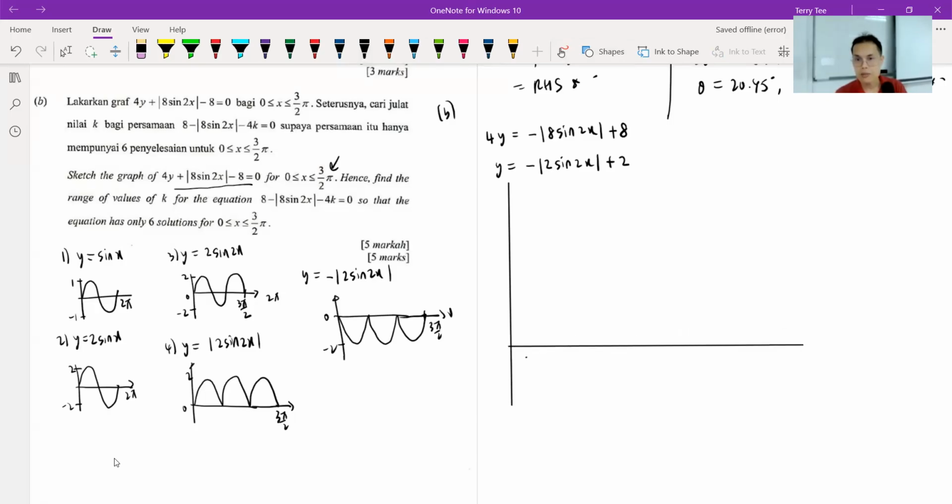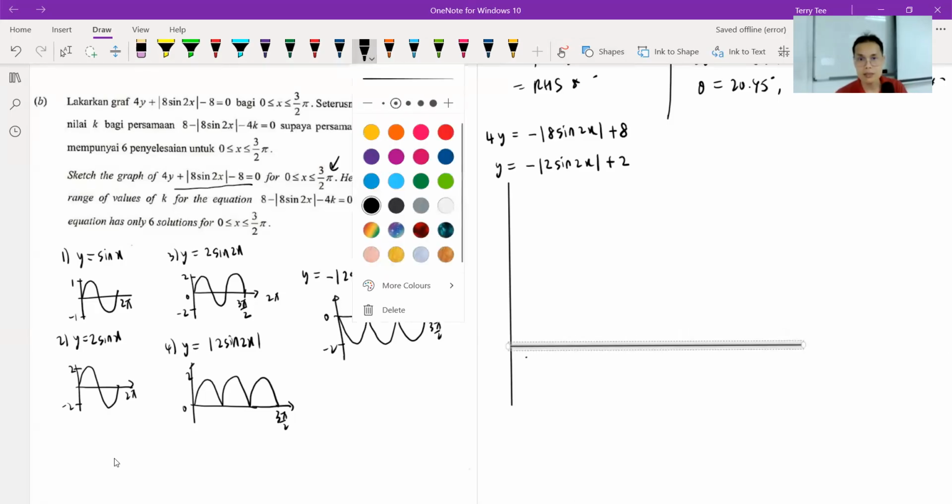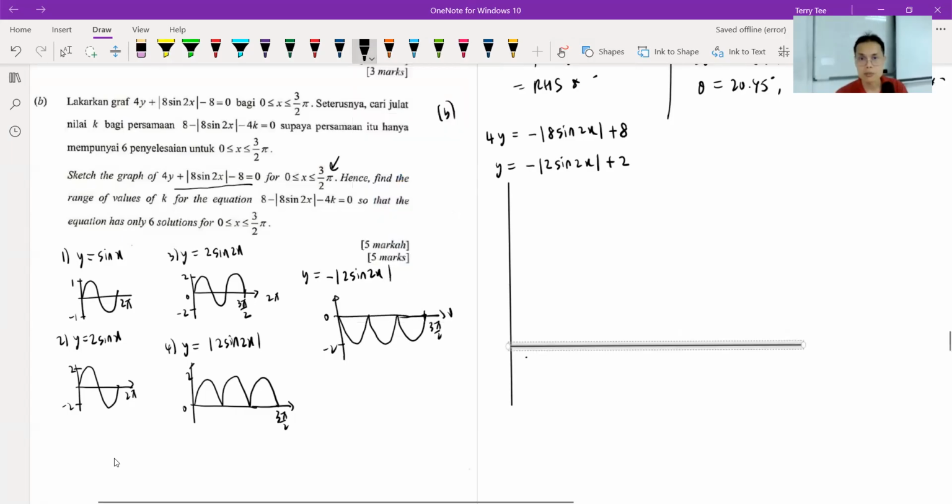Okay, now you can see that the whole graph is above the x-axis. Nothing is below. Everything is above the x-axis. This is 2. Maybe we draw 6 segments here, like this. All right, this is your x. This is 3 pi over 2. You don't have to label every single segment. This is 1 pi over 2. This is pi. This one you shift up by 2, so it goes down. Now, if you find this a bit too big, you can just draw a bit lower.